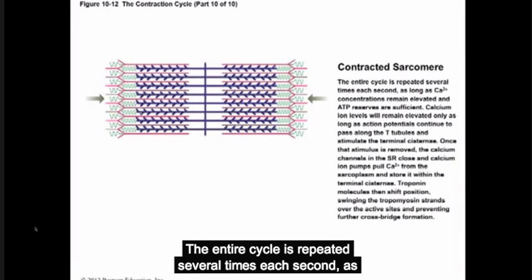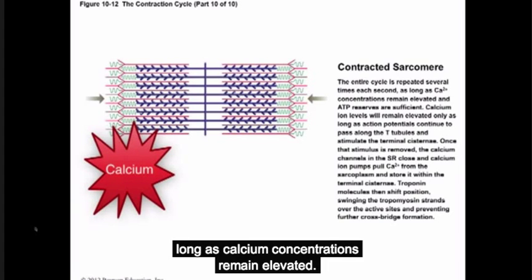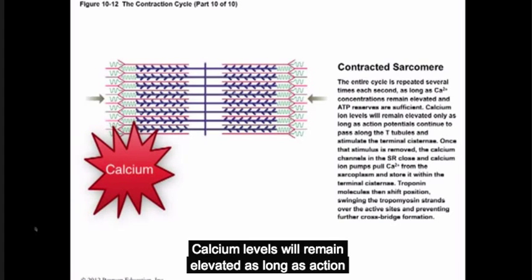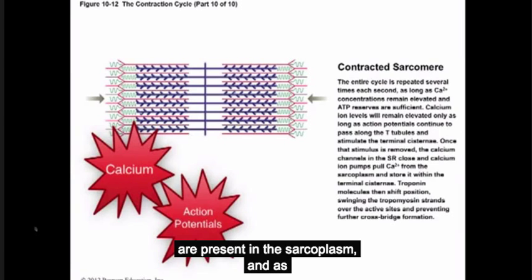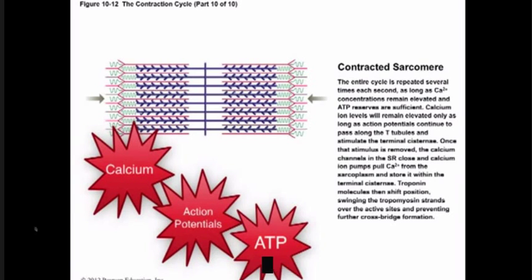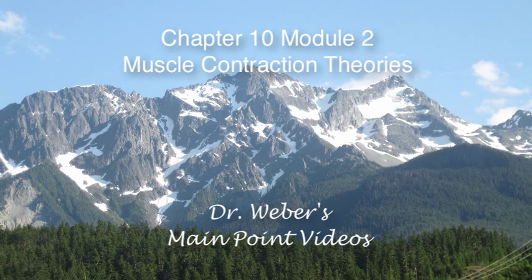The entire cycle is repeated several times each second as long as calcium concentrations remain elevated. Calcium levels will remain elevated as long as action potentials continue to pass along the T-tubules and stimulate the terminal cisternae to release calcium. A contraction will last as long as the action potentials continue in the neuron, as long as the free calcium ions are present in the sarcoplasm, and as long as ATP is available. This ends Chapter 10, Module 2, The Muscle Contraction Theories.